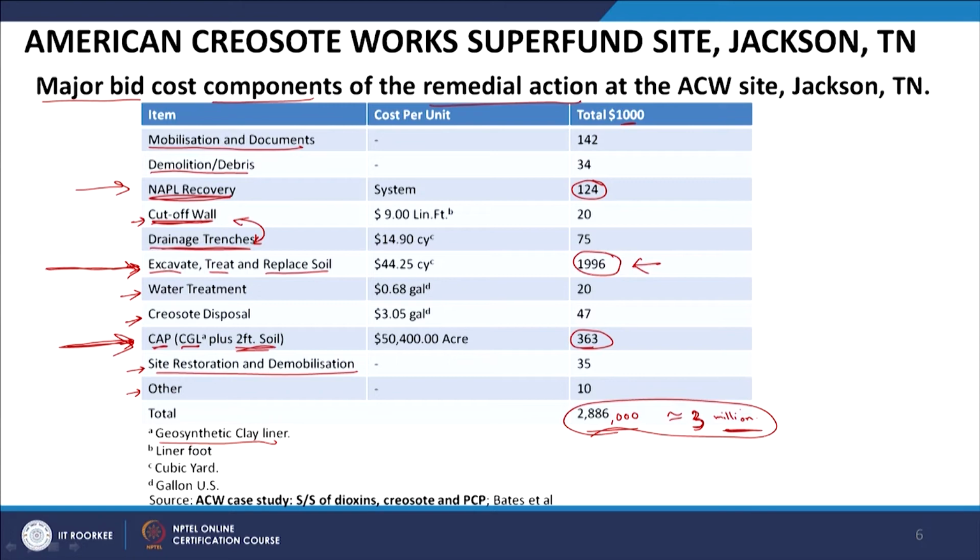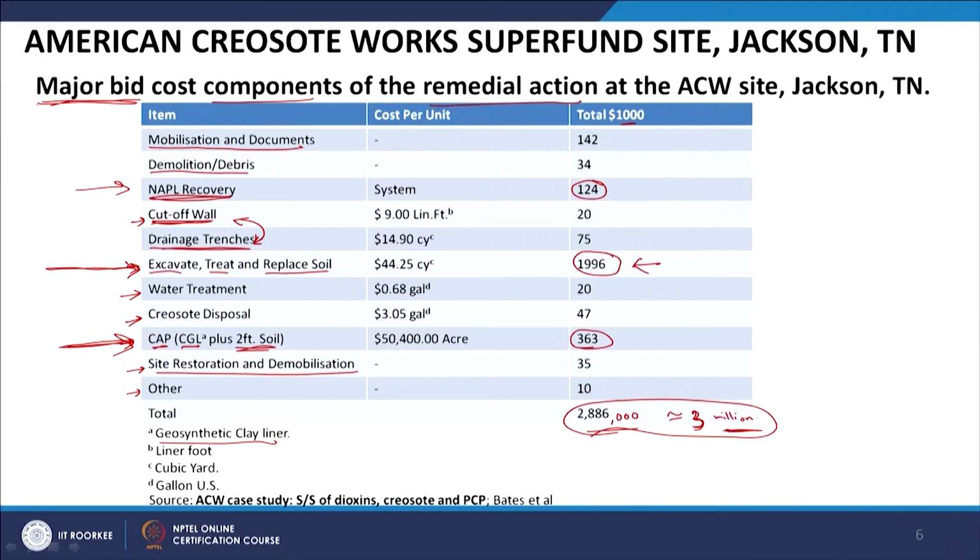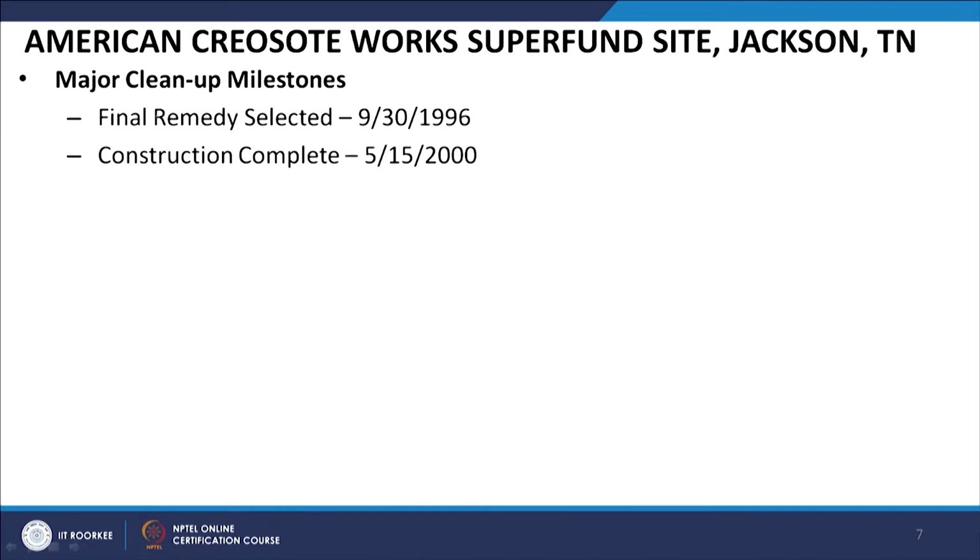But I believe if you look at the initial estimates, this particular estimate either met that estimate or was lower than the estimate for this particular site. This is from the major bid, from the bid for this particular site. Again, let us move on. Let us look at the timeline again for our understanding.